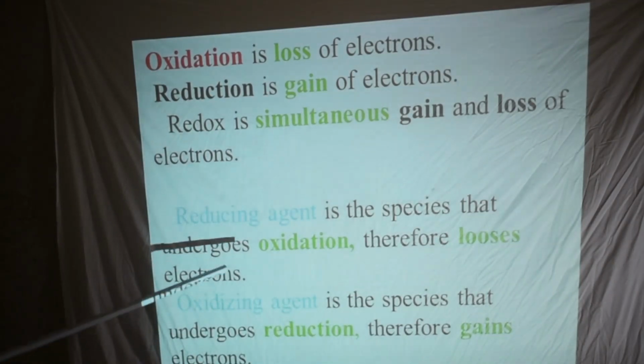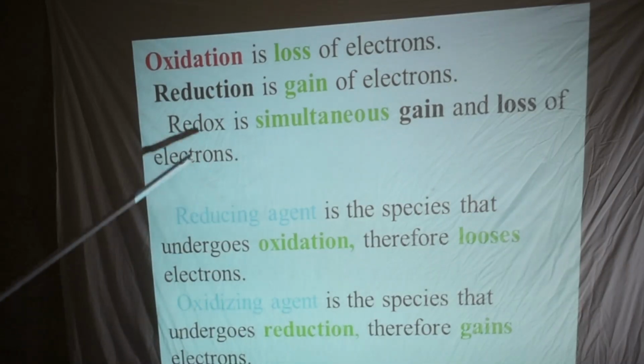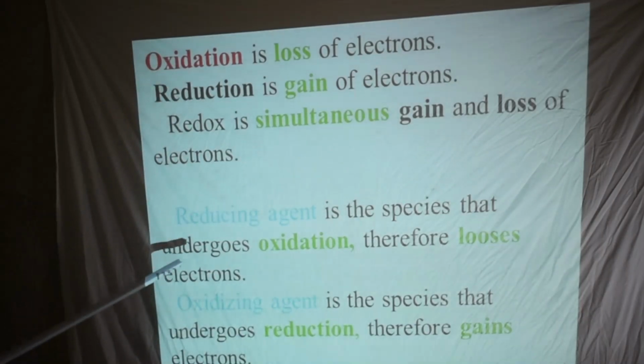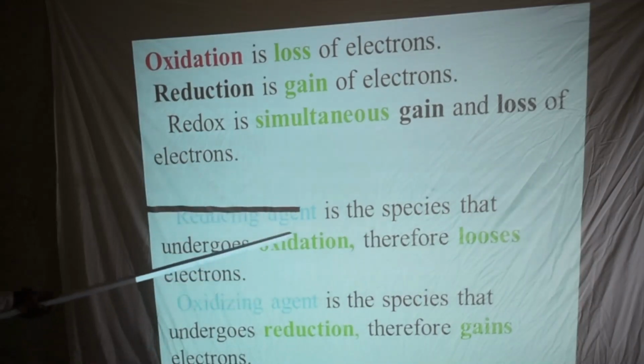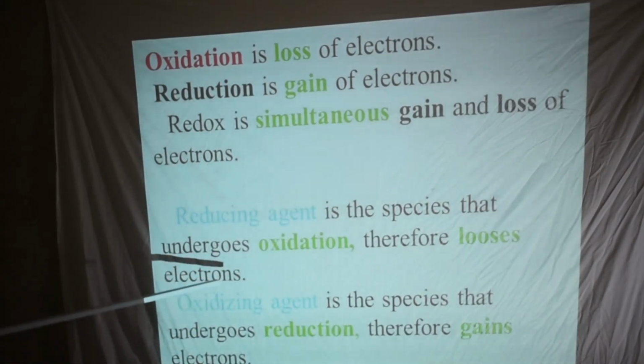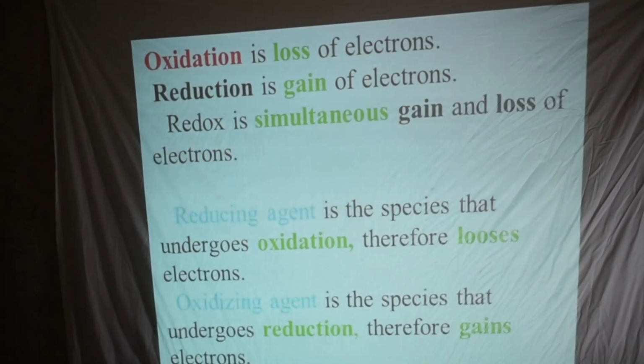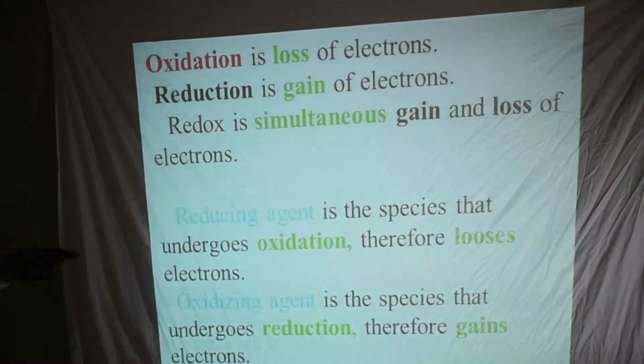Now that we have seen oxidation and reduction, let's look at this term called reducing agent. What is a reducing agent? Reducing agent is the species that undergoes oxidation. And as you have known, oxidation is the loss of electrons. Therefore, reducing agent is the species that loses the electrons.